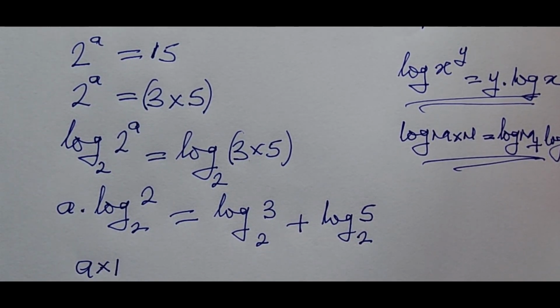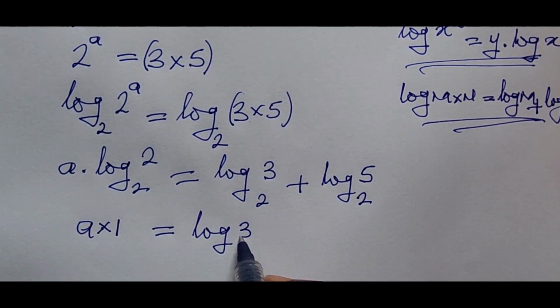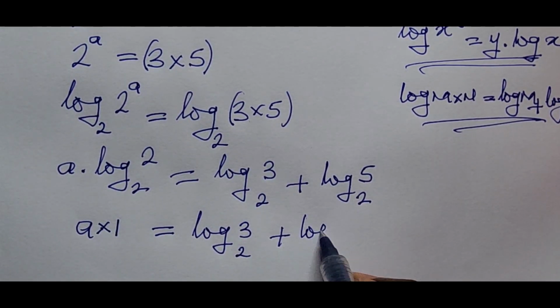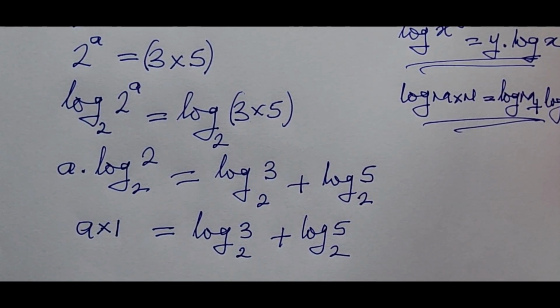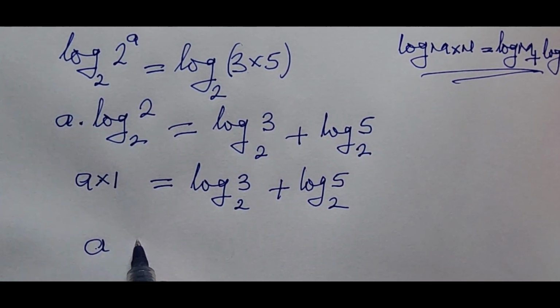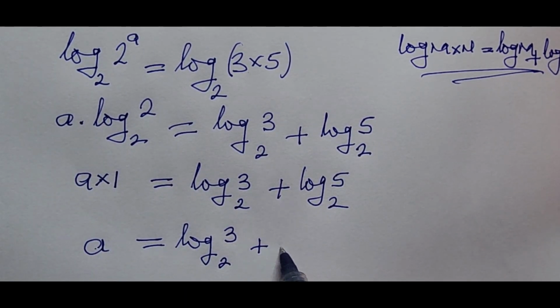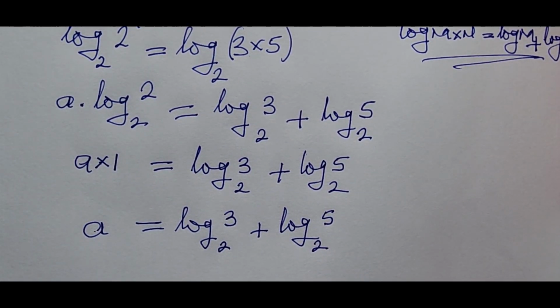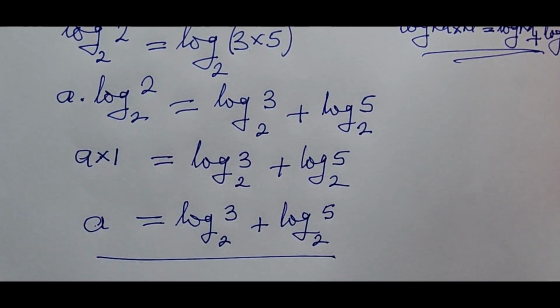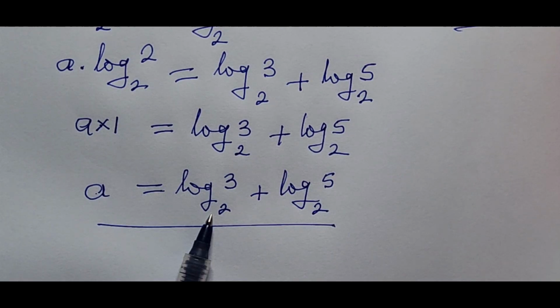Let's use multiplication sign here. a times 1, everything equal to log 3 base 2, plus log 5 base 2. It is easy. So therefore we're going to have a is equal to log 3 base 2, then plus log 5 base 2. Now this is the value of a, but we can simplify this value then. How? We don't have this in our calculator. We have the natural base, which is base 10 or base e.